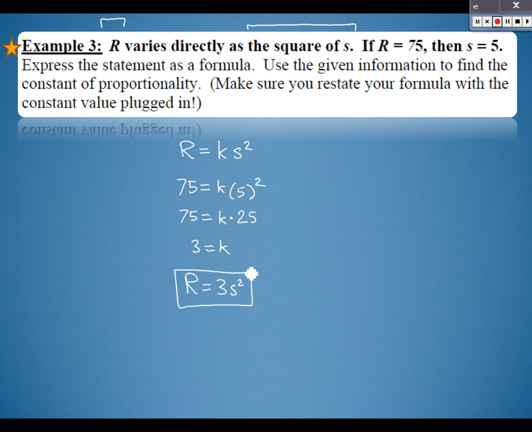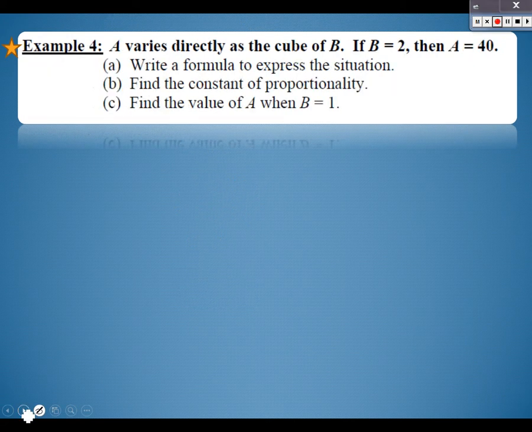Questions, comments so far? Okay. Do you see how this works? Let's do another one. Someone else who hasn't gotten candy. First person to give me this first sentence with a K plugged in, an equation that relates A and B.